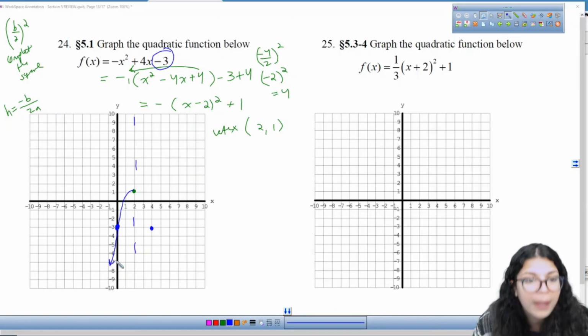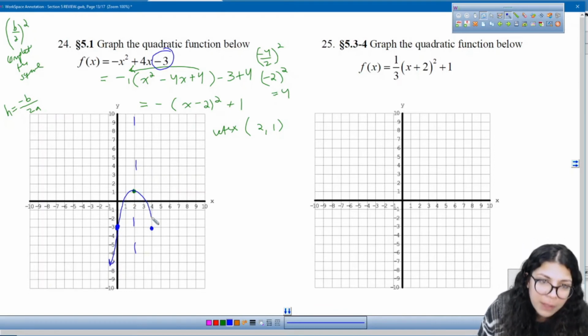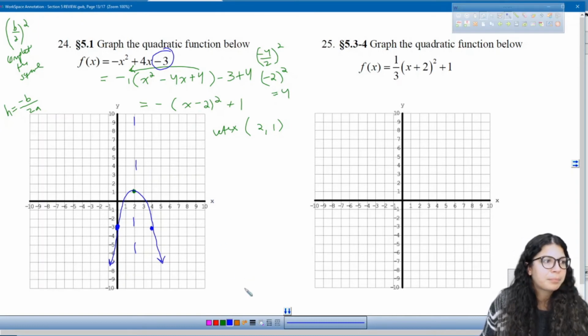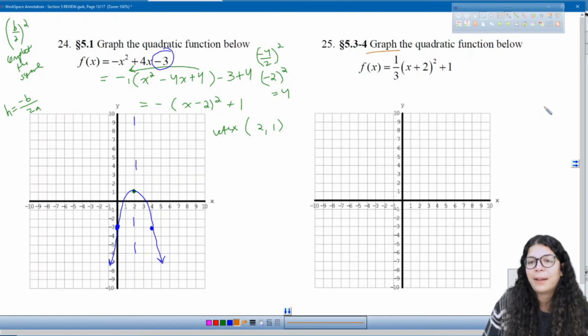Remember to curve at the vertex, guys. Do not give me a V shape. V shape is absolute value. This is a quadratic, right? Parabola. So there you go. That is the sketch. Number 25, let's go ahead and graph this one as well.